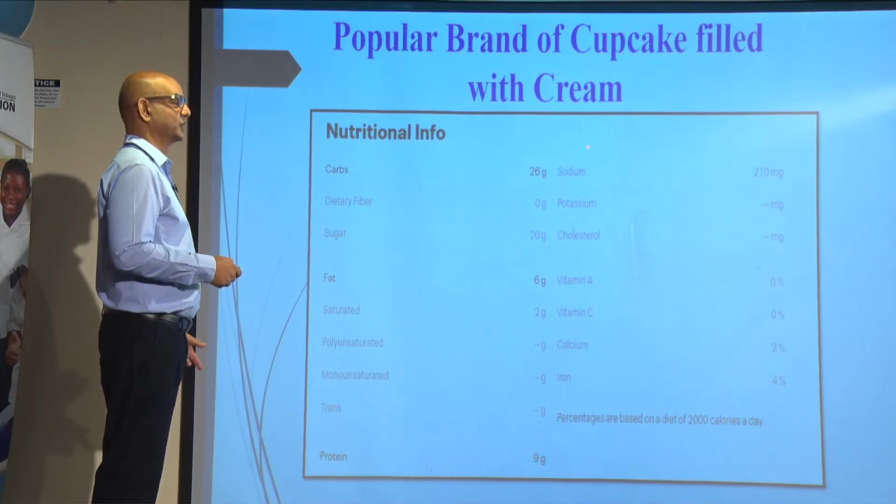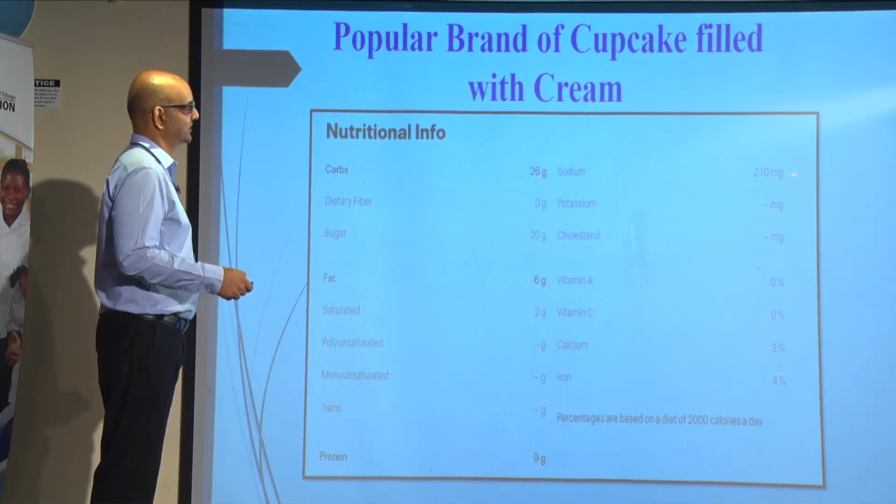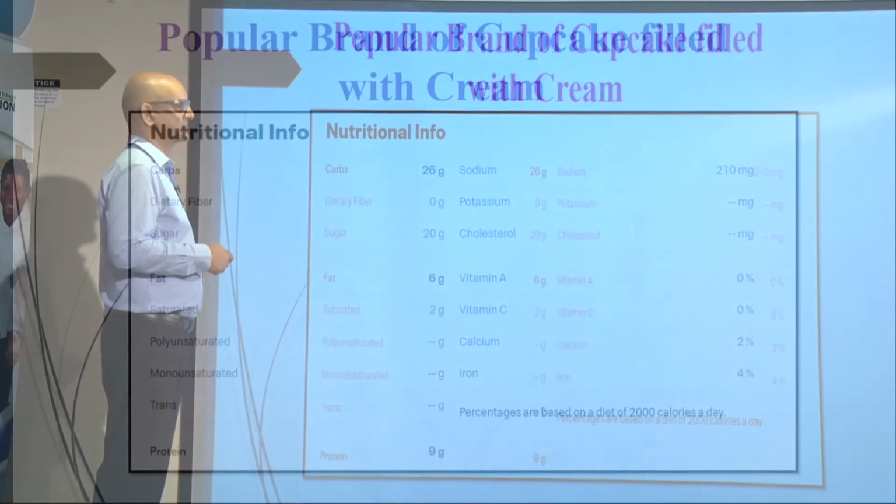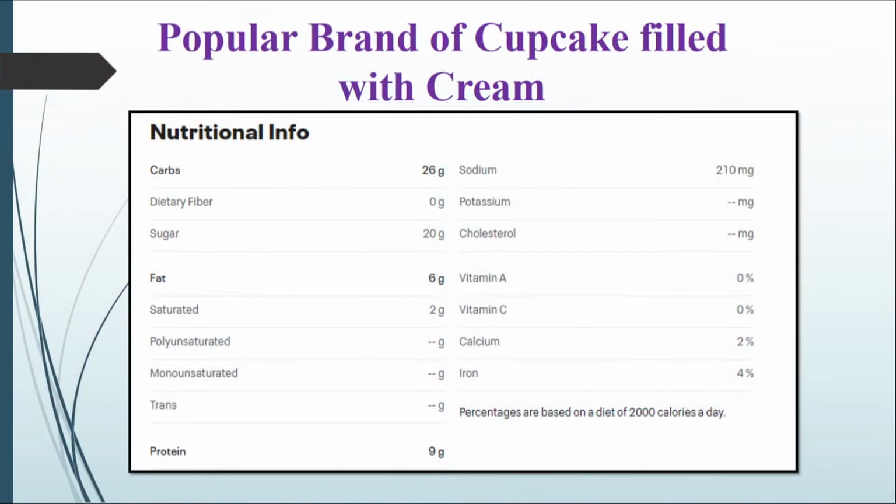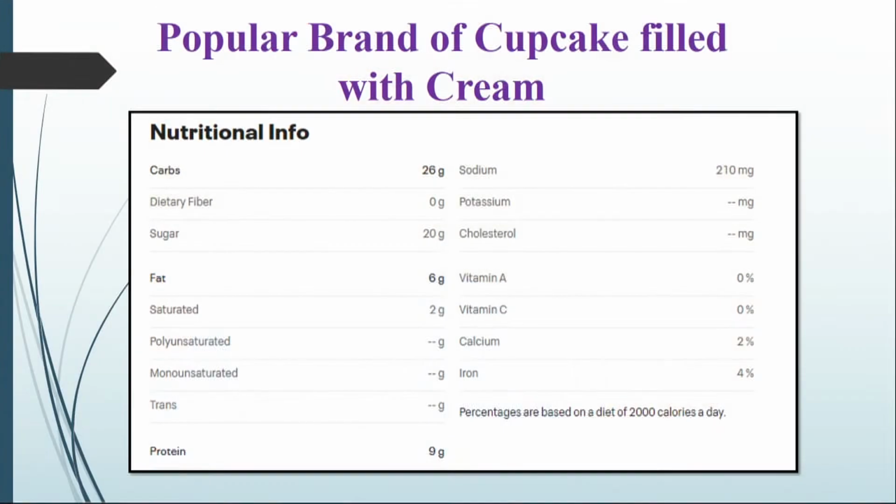But look at this, even though it tastes sweet, it has 210 milligrams of sodium, much more than the pack of corn kernels. However, the cupcake also contains some minerals: calcium, 2% of our daily requirement, and iron, 4%. And remember, these percentages are based on a diet of 2,000 calories a day. That's the average diet that we should have.